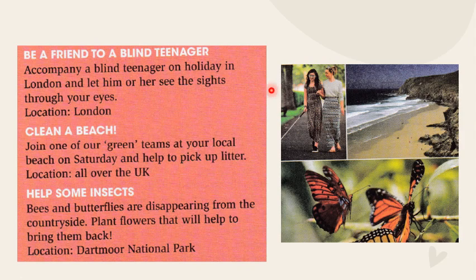Next, be a friend to a blind teenager. Jadi kawan seorang blind teenager, orang yang buta. Accompany a blind teenager on holiday in London. Accompany means temankan. Okay, so temankan this person on holiday in London, okay, and let him or her see the sights through your eyes. Diorang kan, they are blind, so they cannot see, so you're supposed to help him or her understand. Okay, you will tell what's happening. So this will be the location in London.